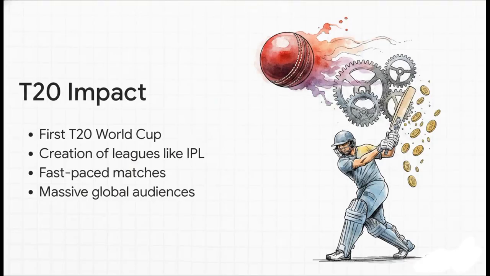The impact was immediate. The 2007 T20 World Cup, won by India, catalyzed a massive commercial shift. It led directly to the creation of domestic franchises, like the Indian Premier League, or IPL. The IPL entirely rewrote the economics of cricket. It introduced high-speed match structures, heavily compensated superstar players, and generated massive, reliable global audiences. Make no mistake, T20 is the undisputed economic engine of the modern era.